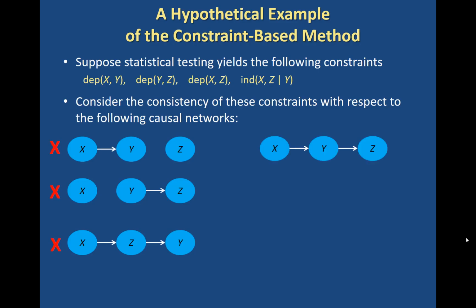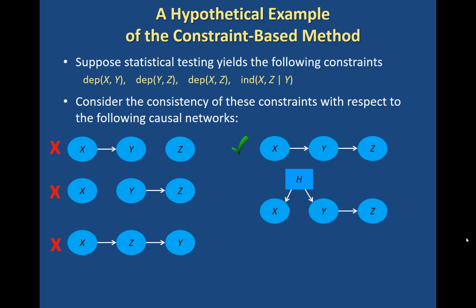What about this one where X causes Y and Y causes Z? Well, here we again have the pairwise dependencies, X and Y, Y and Z, and then we'd expect X and Z to be dependent through transitivity through Y. What about the independence of X and Z given Y? Well, yes, since X only causes Z through Y, if we conditioned on Y, we would expect in the data for X and Z to be independent. So we give that one a green check.